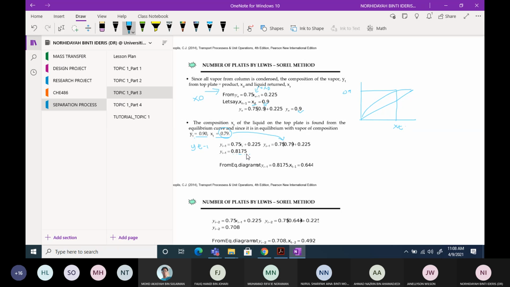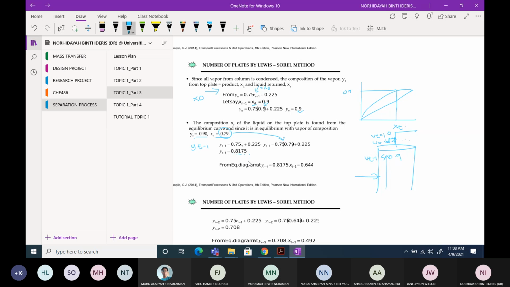By logic, your value of vapor composition should be less than 0.9. Because if you imagine inside the tower column, as the vapor goes up, of course it will be richer in the vapor phase. Until the top, it will be totally vapor. So that's why Vt is equal to 1 sometimes. But in this case, Vt is equal to, for example, 0.9. So if you want to calculate Vt minus 1, of course Vt minus 1 must be less than 0.9, because the composition of vapor will increase as they go upward.